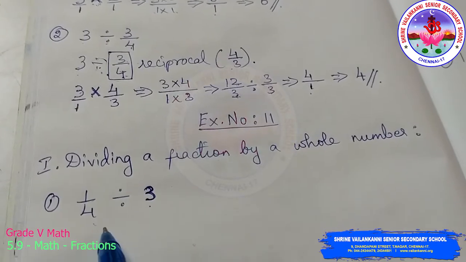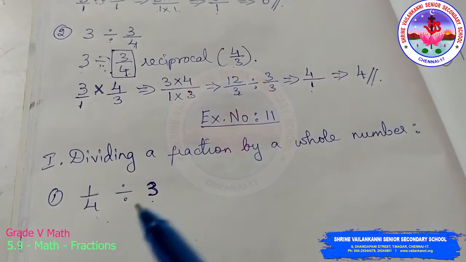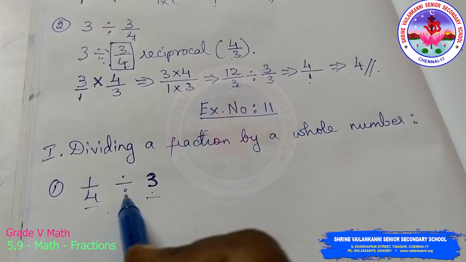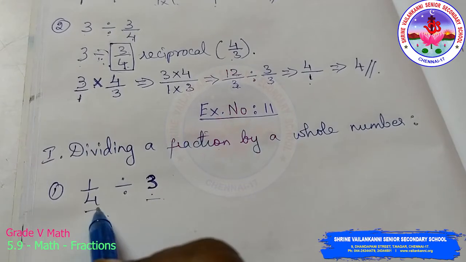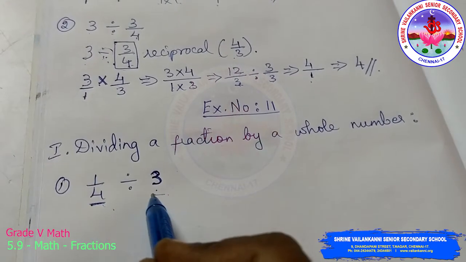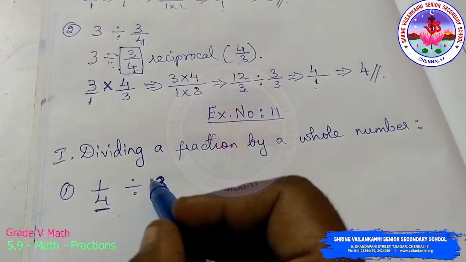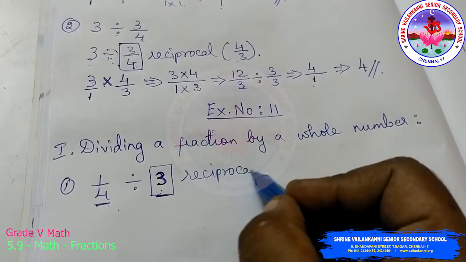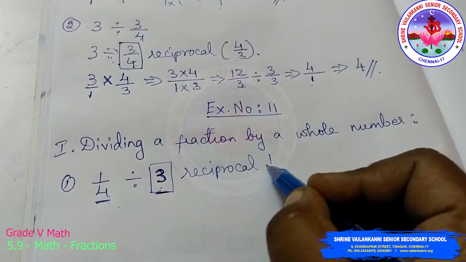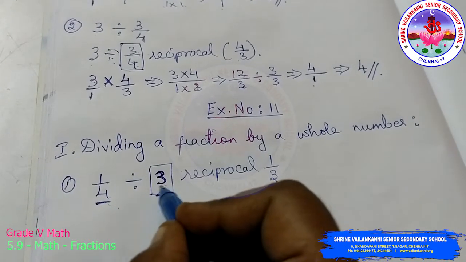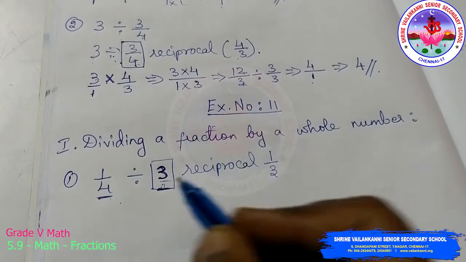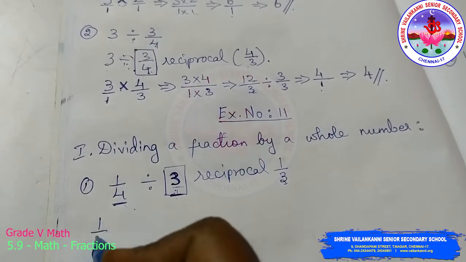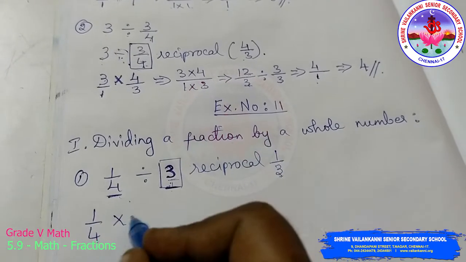Even here, we are going to use the reciprocal concept only. Again the left side and right side. Always don't take the reciprocal of the left side value, always take the reciprocal of the right side value, so this 3 has to be reciprocal. What is the reciprocal of 3? 1 by 3, because you will have denominator as 1, right? So 1 will become the numerator, 3 will go to the denominator. So now 1 by 4 into 1 by 3.